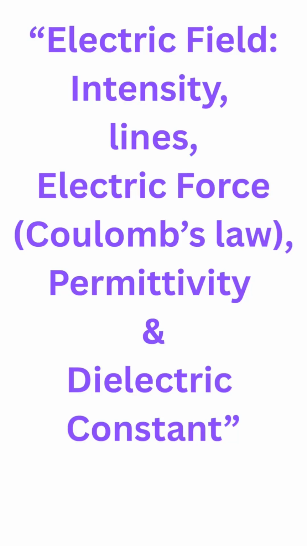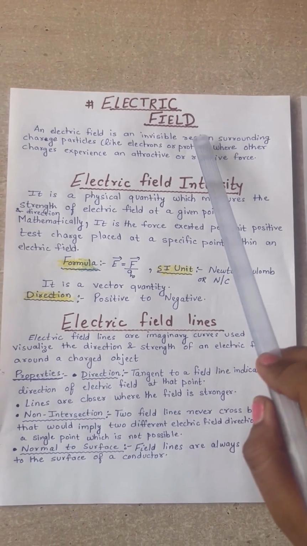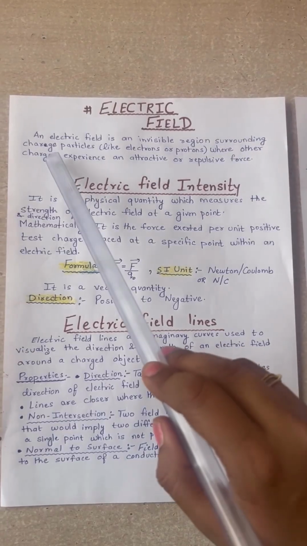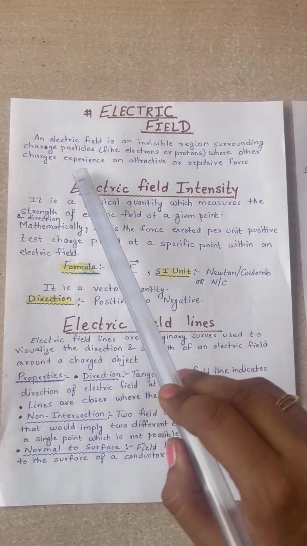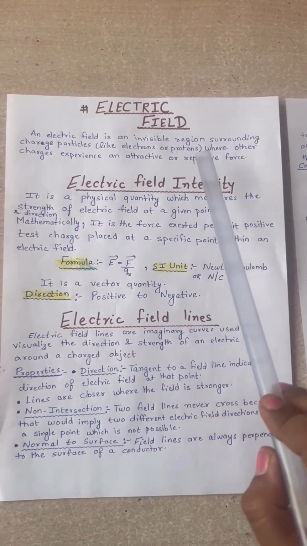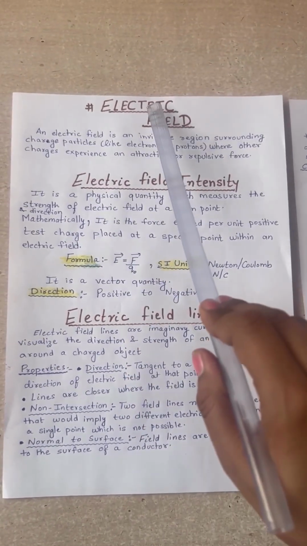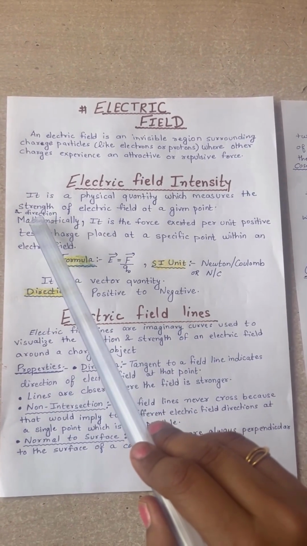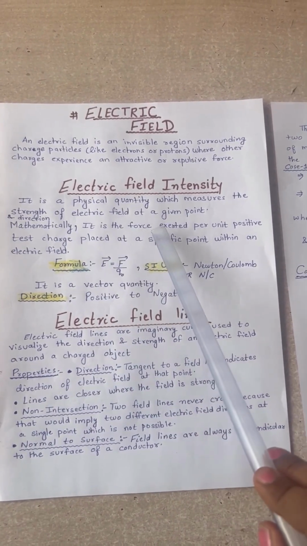Hello everyone. Let's study about electric field and force. Here the definition of electric field is it is the free space around the charge where the force can be experienced. In order to find the strength and direction of electric field, we use the term electric field intensity, which measures how strong the field is.